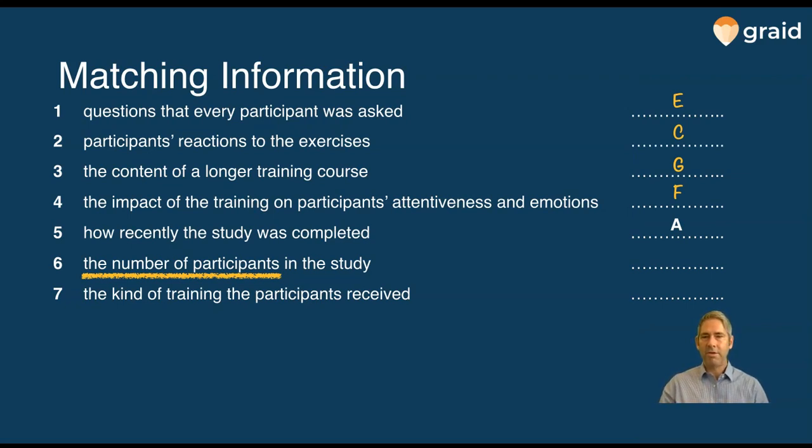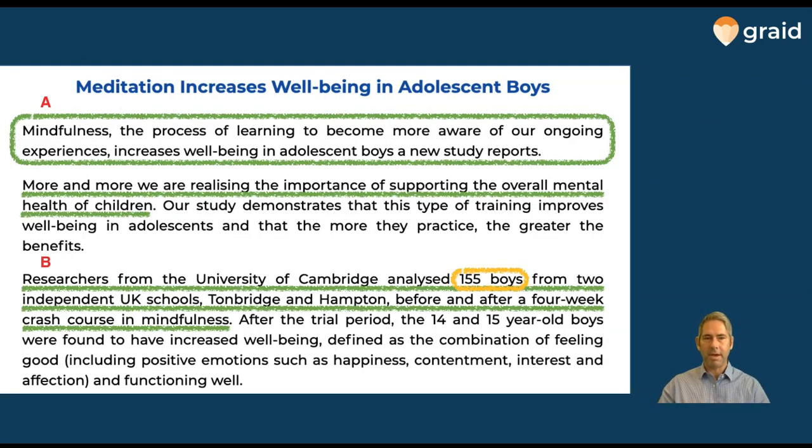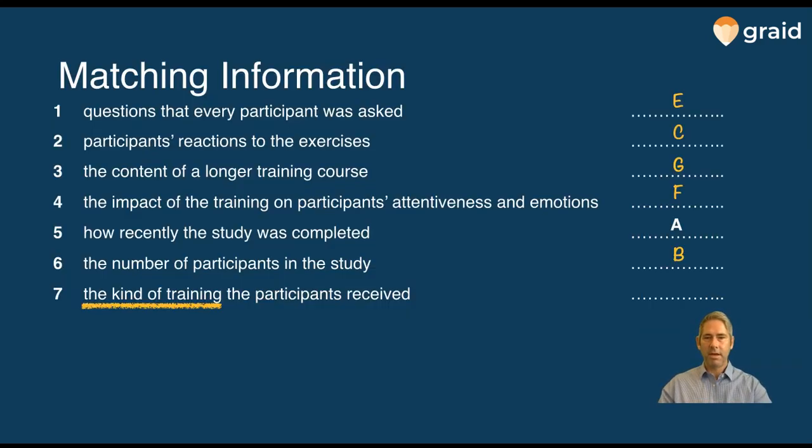So now we're going to move on to the number of participants. Now, as a hint, anytime you see the number, you should also be looking for a number in the reading. And on the first page, we can see the number 155 boys. So researchers from the University of Cambridge analysed 155 boys. That is the number of participants in the study, 155.